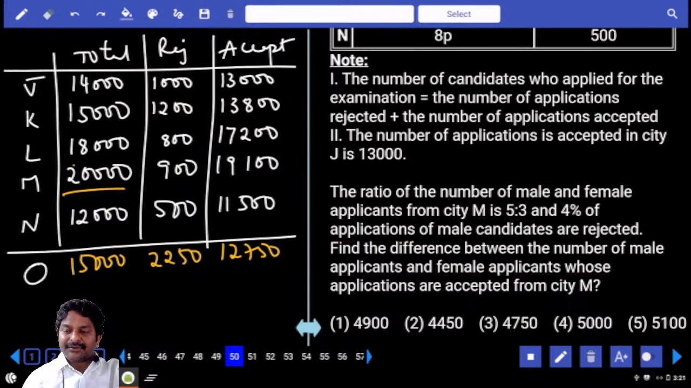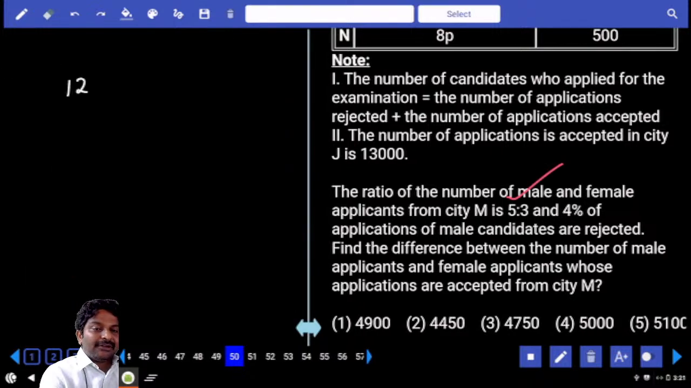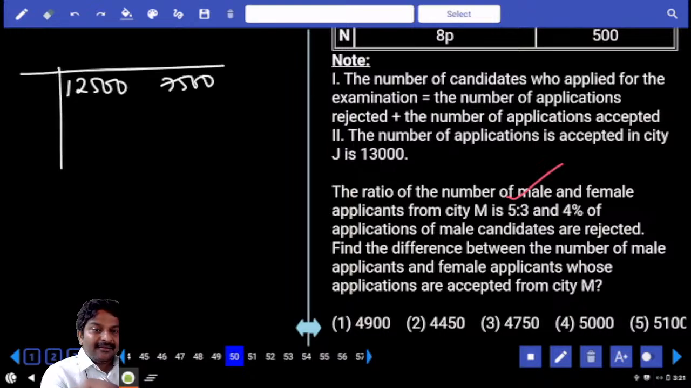First of all, you need to know how many male and how many female there are. If 20,000 is divided into 8 parts, one part is equal to 2500. 5 times of it is 12,500, and 3 times of it is 7,500. These are male and then female.